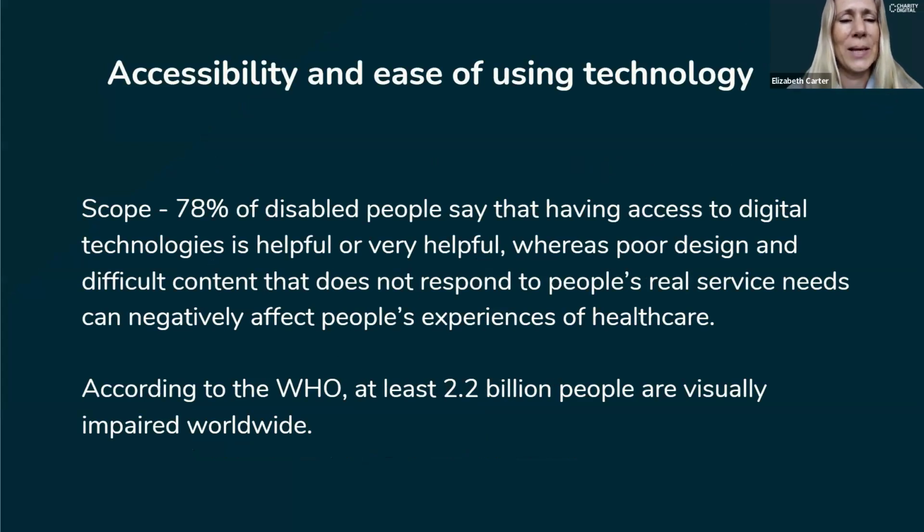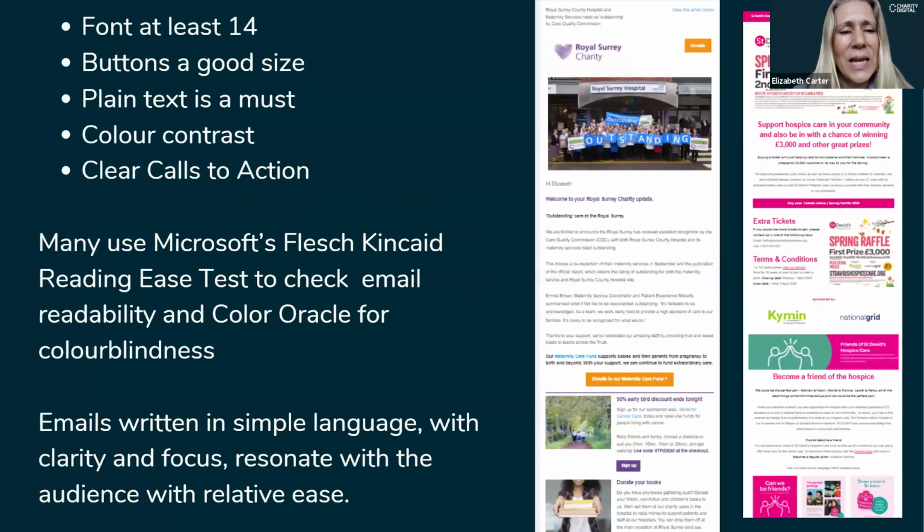Let's go to accessibility first of all, and ease of using technology. According to Scope, 78% of disabled people say that having access to digital technologies is helpful or very helpful, whereas poor design and difficult content that does not respond to people's real service needs can negatively affect people's experiences. And according to the WHO, I didn't actually know this, but 2.2 billion people are visually impaired worldwide. So effective and accessible email campaigns are really needed to support and enable people who face physical communication and cognitive barriers.